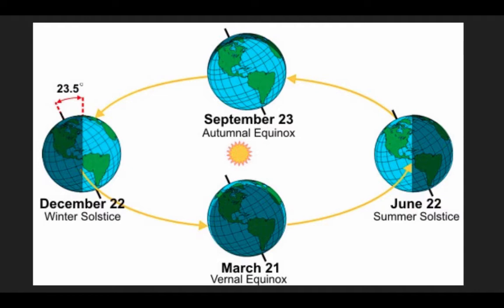Autumnal means fall. So we have fall in the northern hemisphere. If we have the opposite season in the southern hemisphere, you can guess now that it is spring, because it always comes in the same order.